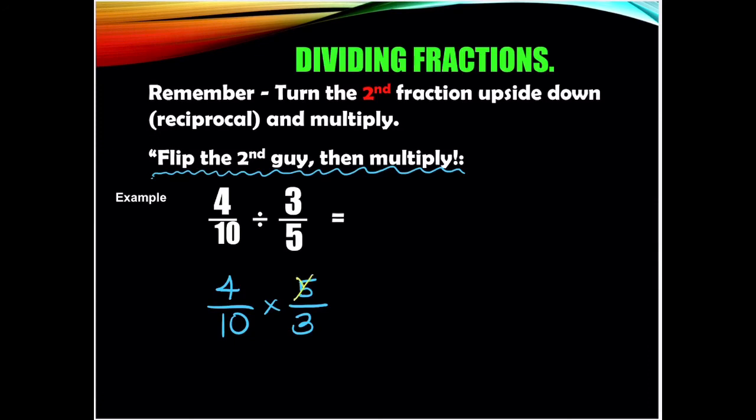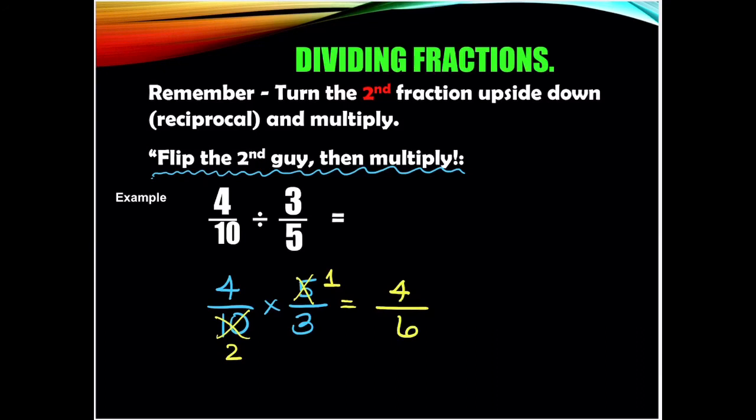So if you look at the 5 and the 10, you can divide both of those by 5. So 5 divided by itself is 1, and 10 divided by 5 is 2. 4 and 3 cannot cross-cancel. And then you can multiply. So 4 times 1 is 4, and 2 times 3 is 6.